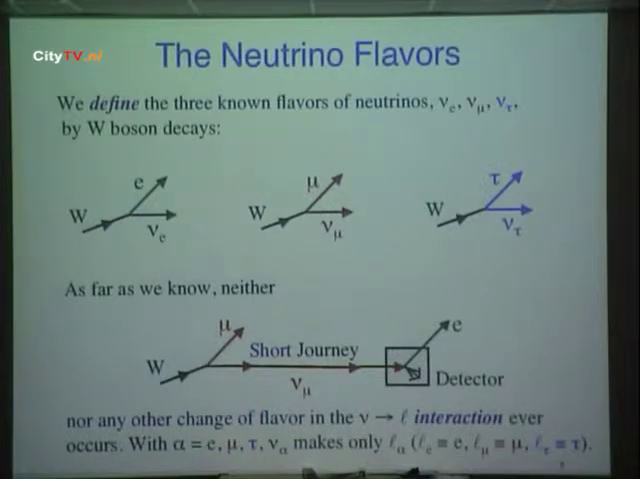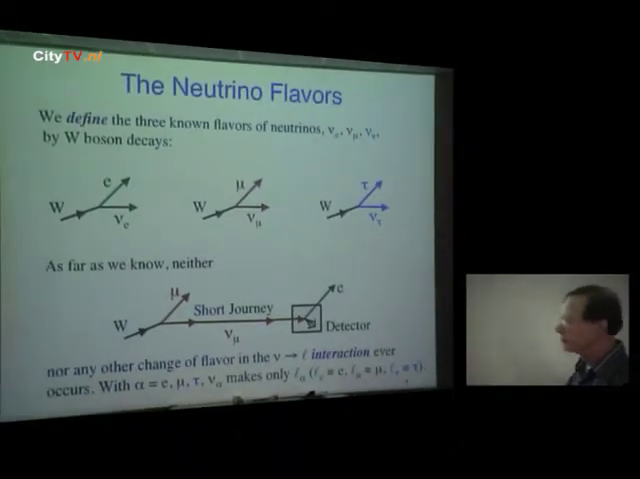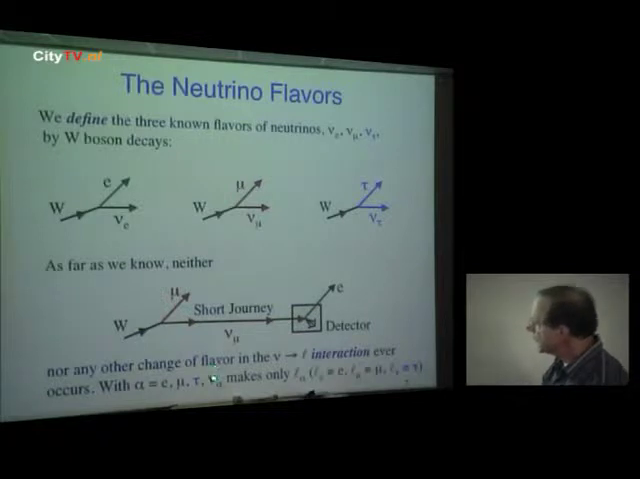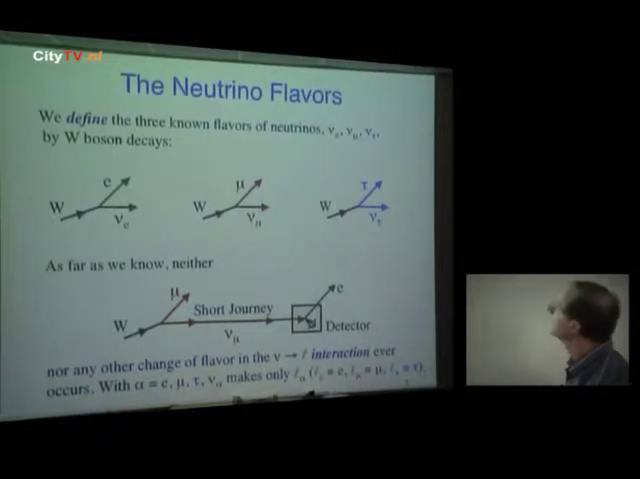I'll use alpha, beta to refer to E, mu, or tau flavor. So nu alpha can be a nu E, nu mu, or nu tau. L of flavor alpha means a charged lepton of flavor alpha. The charged lepton of flavor electron just means the electron. The one of flavor muon is the muon, and the one of flavor tau is the tau. So far as we know, when the neutrino of flavor alpha interacts to make a charged lepton, that charged lepton is always of the same flavor as the neutrino. Nu E makes only E, nu mu only mu, and so forth.